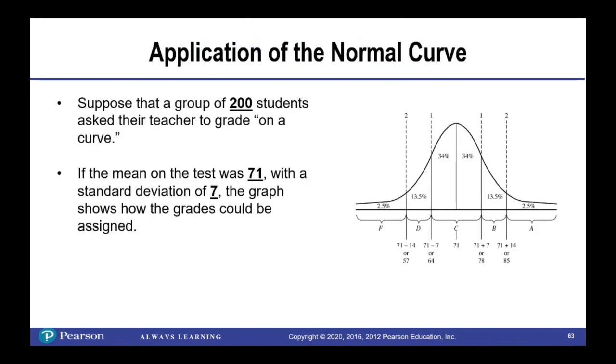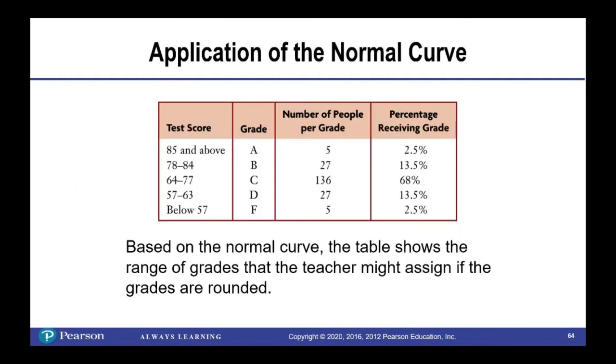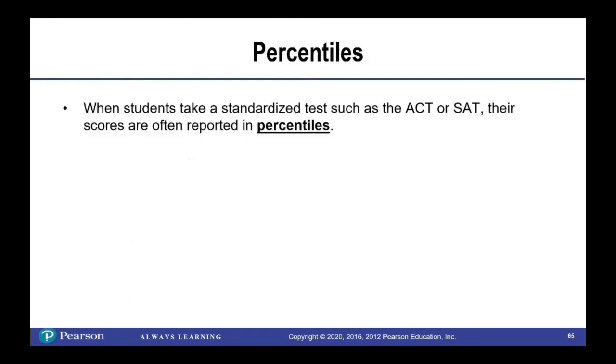So how do we use the normal curve? Well, let's suppose that a group of 200 students asked their teacher to grade on a curve. The mean is 71 and standard deviation is 7 here, and our graph shows how our grades could be assigned. Look at your table. So these grades are assigned based on our normal distribution.